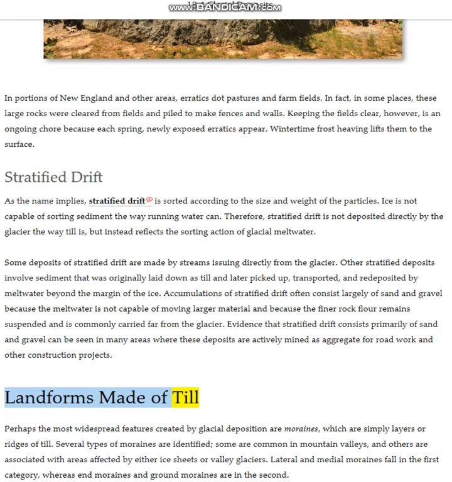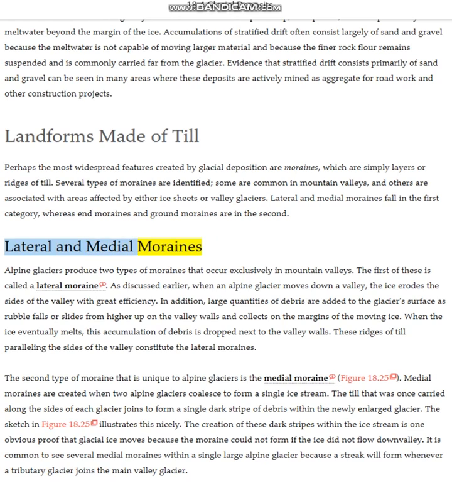Landforms made of till. Perhaps the most widespread features created by glacial deposition are moraines, which are simply layers or ridges of till. Several types of moraines are identified, some are common in mountain valleys, and others are associated with areas affected by either ice sheets or valley glaciers. Lateral and medial moraines fall in the first category, whereas end moraines and ground moraines are in the second. Lateral and medial moraines.